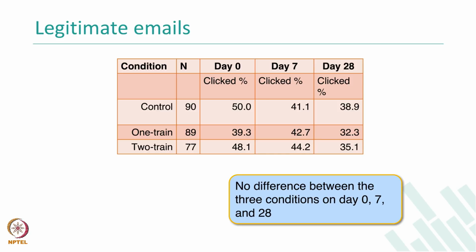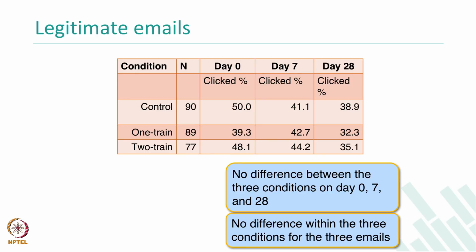There's no difference within the three conditions for the three emails, right? So what does this show? There's no difference between columns and rows. So that shows that for the legitimate emails sent to people either before the training or after the training, the difference was very low. Therefore, the training did not impact users on making wrong decisions on truly legitimate emails.